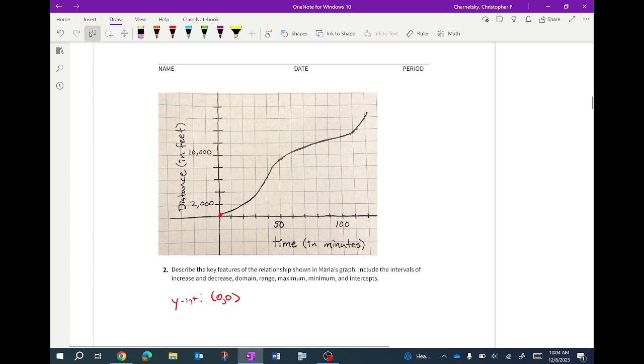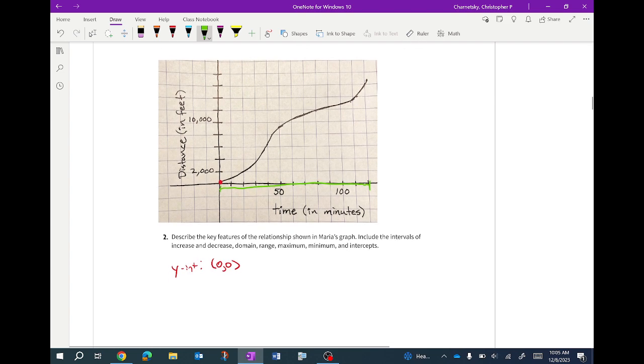We could look at what are increasing and decreasing intervals, and it seems to me we are increasing the entire time. We're always getting further away from where we started, which makes sense. So the entire plot is increasing. So the increasing interval is going to be from 0 to 120 minutes.